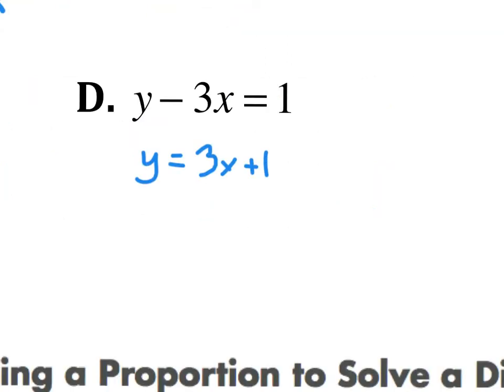Look at the next one here, and I get y by itself. I get this function over here. It's a function, but does it vary directly? And the answer is no. Why? Because I'm not only multiplying, I'm adding as well.